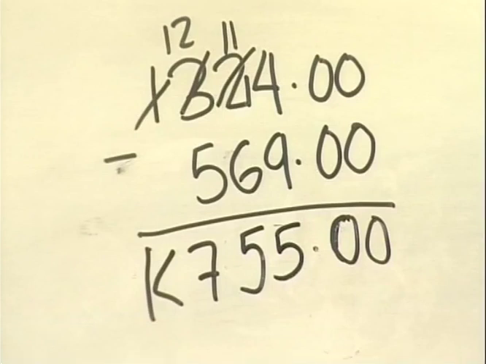1 again, so it's 11 take away 6, and it's equals to 5, and 2 into 5 cannot, so I cross 1, and I take away 12, take away 5, and I got the answer 7. So that's how I got my answer, 755 kina. Thank you.